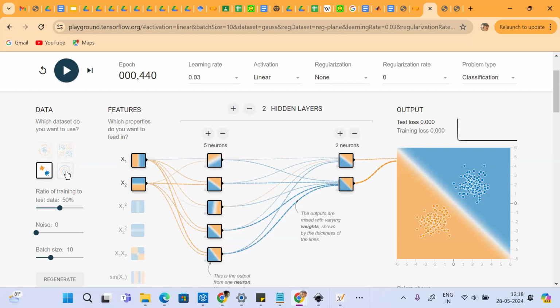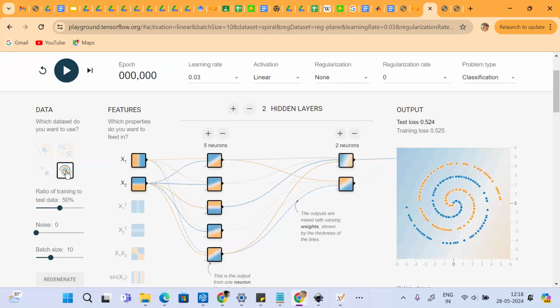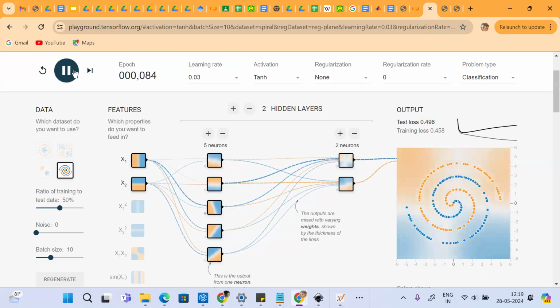Fine. Now this is the toughest data set to classify, which looks like this. How will you classify this? How will you find a decision boundary for this? That's the question. So let us use tanh and see. It is actually trying to, but the decision boundary it found is also not that trivial. But let's see.